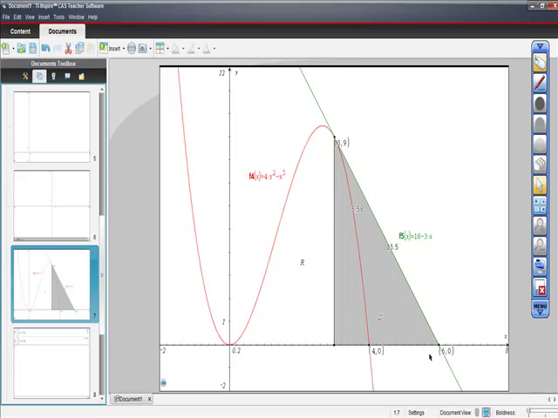So what we did was we figured out that this triangle here was 3 across, 9 high, 27. It's a right triangle, so we divided by 2, and we got an area of 27 halves. And then I said, well, that's too much area. We need to subtract out this integral, and it's the integral of 4x squared minus x cubed.